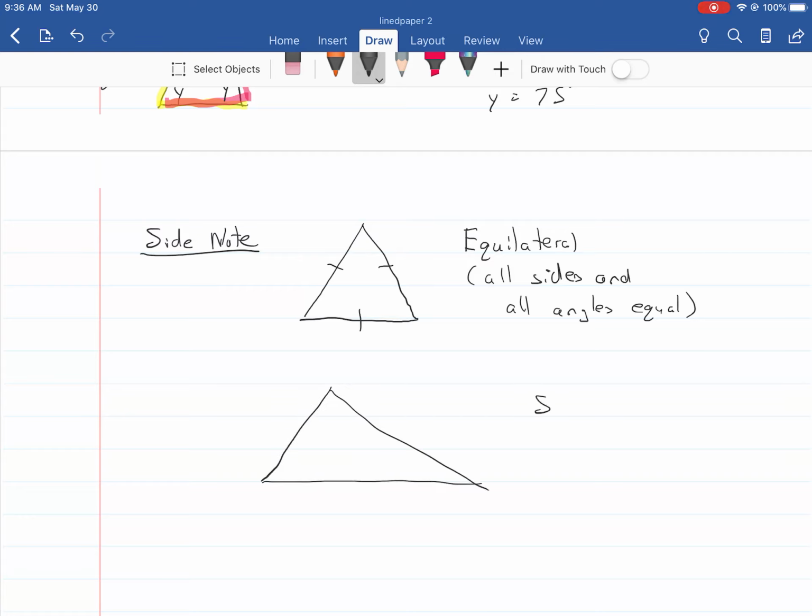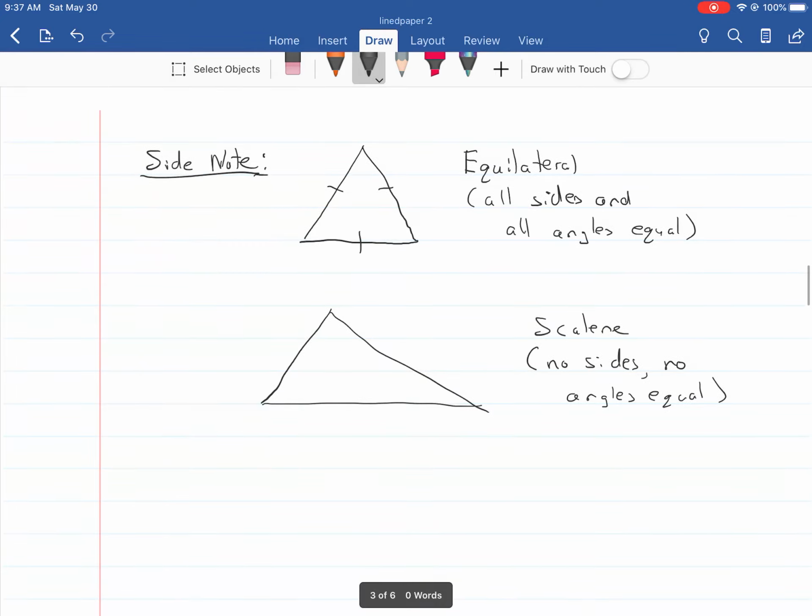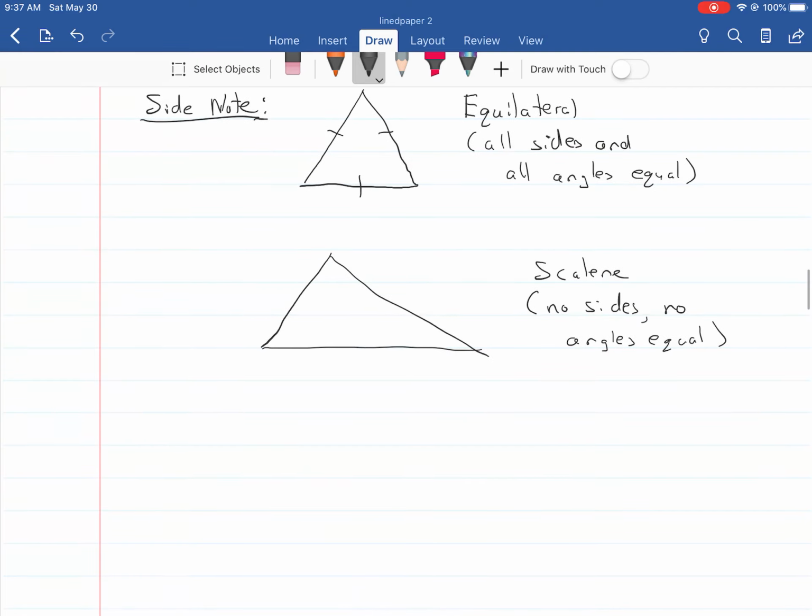And then the final type of triangle is when none are the same, and we call that scalene. No sides, no angles equal. So those are the other two types of triangles that you can run into out there. Okay, I think we're ready for the big question. The big question of the day.